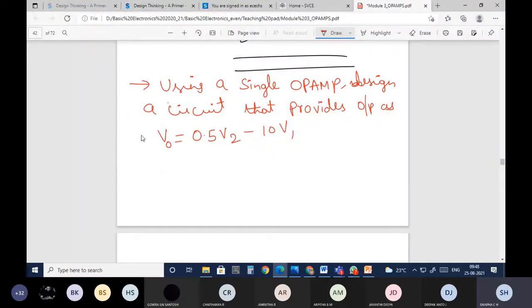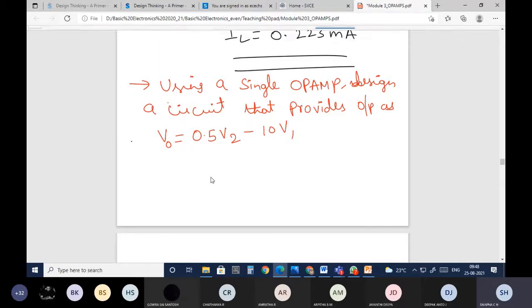Okay, so can anybody tell me which circuit I have to take here? Here he has not mentioned whether it is an RS circuit or integrator or differentiator or inverting amplifier, non-inverting amplifier. Nothing he has specified. He has directly given the output equation. So can anybody tell me which circuit I need to take here?